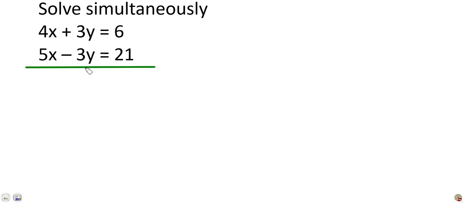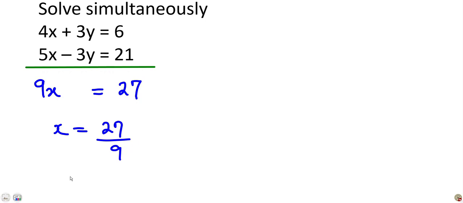So if we add along the column, we're going to add 4x and 5x, we're going to get 9x. And of course, we add 3y and minus 3y, you get 0. And then, of course, you don't need to write it and put the equal sign. And then add 21 and 6, you get 27. And from here, it's quite easy to get x because we divide by 9 on both sides. So x is going to be 27 divided by 9, and x is definitely going to be 3.